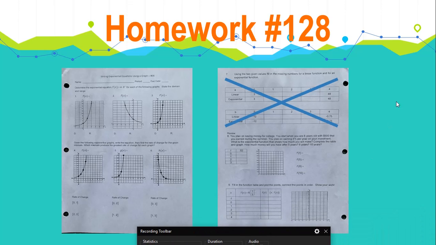This is going to be homework number 128. You can cross off number 7. That's a little more challenging than I want it to be. But you're going to write exponential functions for 1 through 6, and then you're going to state domain and range. 4, 5, and 6 down here, they're asking you to calculate the rate of change. This is the interval. So you'll need the ordered pair at 0 and the ordered pair at 1. Same thing at 2 and 3. So you want to state the ordered pairs and then calculate your average rate of change.